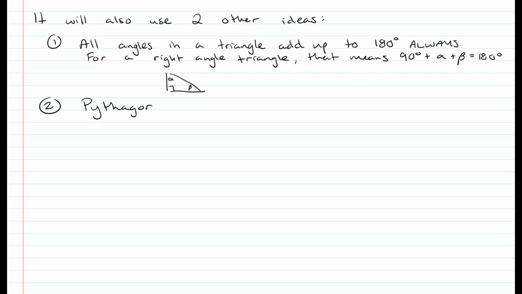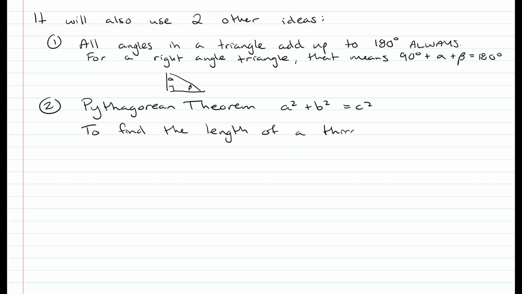The second thing that we're going to use is the Pythagorean theorem. You should be familiar with this one by now. a squared plus b squared equals c squared. And this is what we're going to use to find the length of a third side if we have two sides already. So remember, c is the hypotenuse, always.